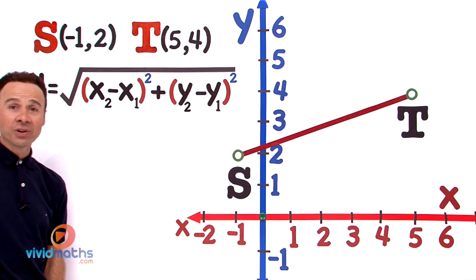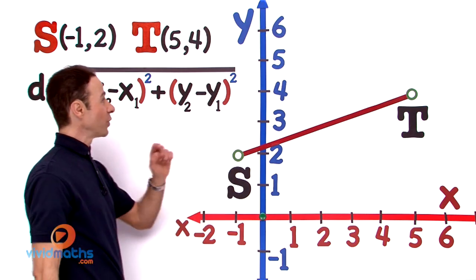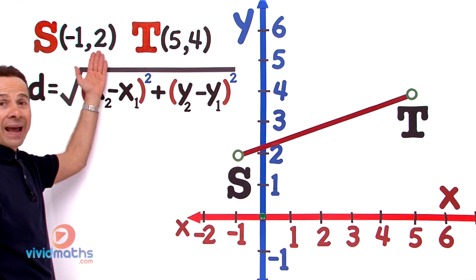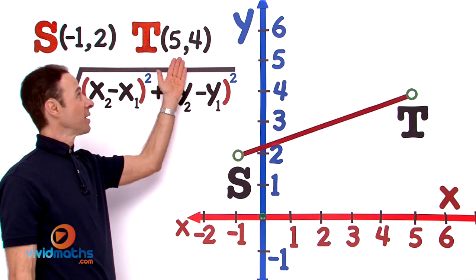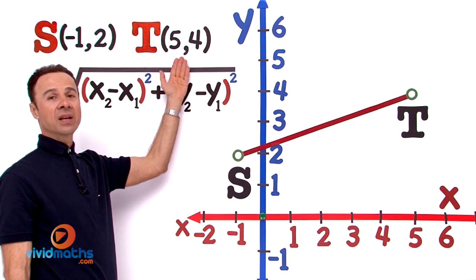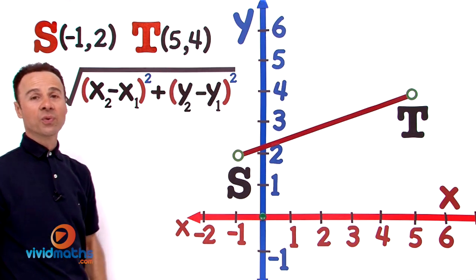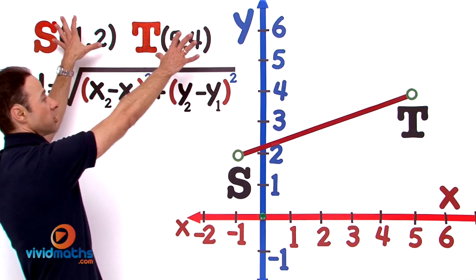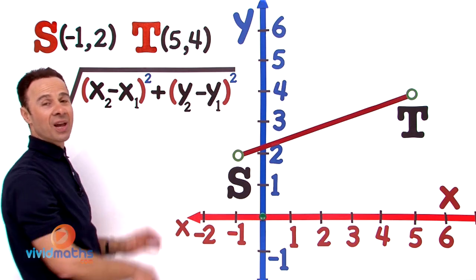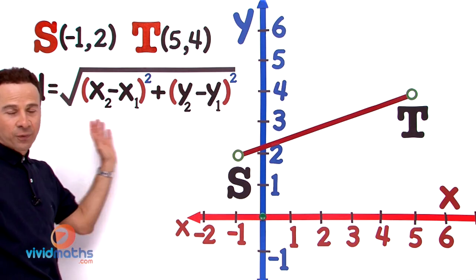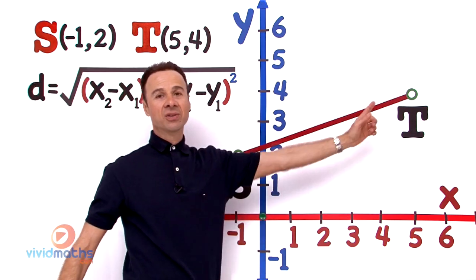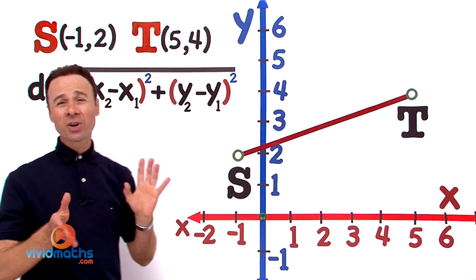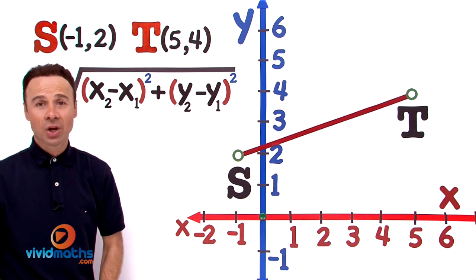Now, we have the coordinates already written up. Coordinates for S are up here, -1 and 2, x and y. And coordinates for T are right over here, 5 and 4, x equals 5 and y equals 4. What we're going to do is substitute those points into this long distance formula and calculate the distance between S and T. So we're looking at an approximation of around 6 units.